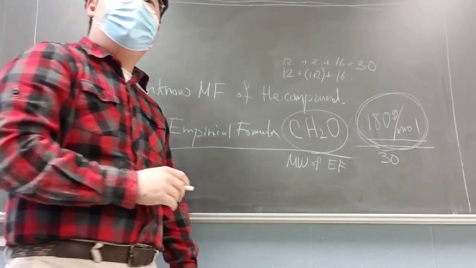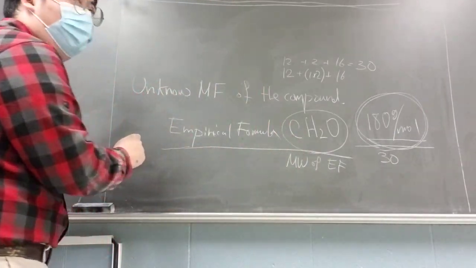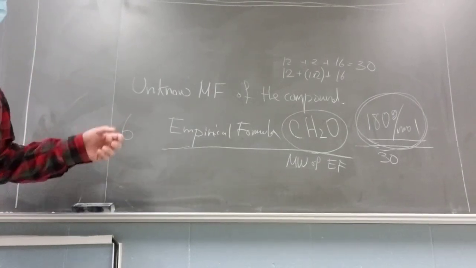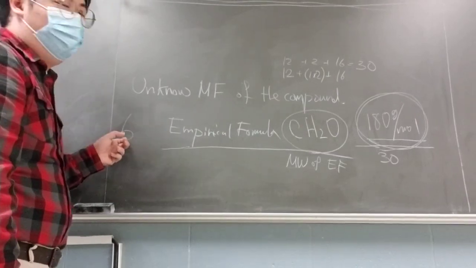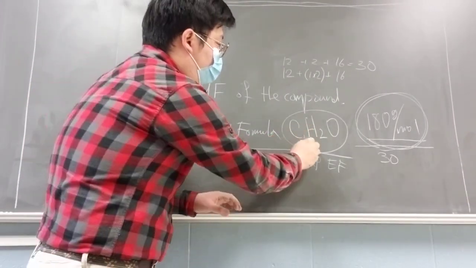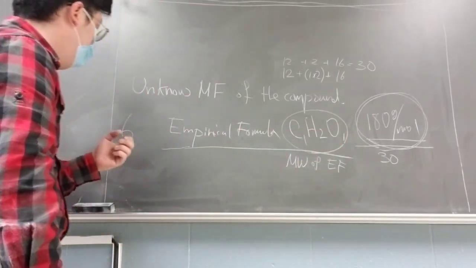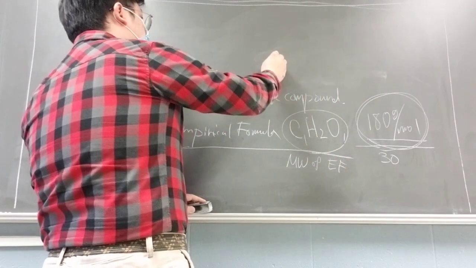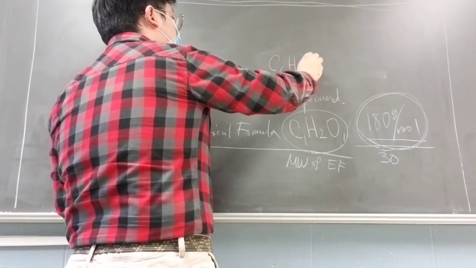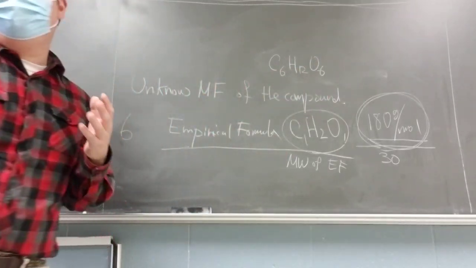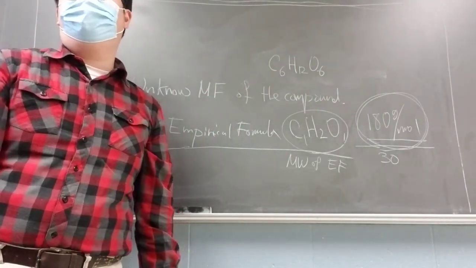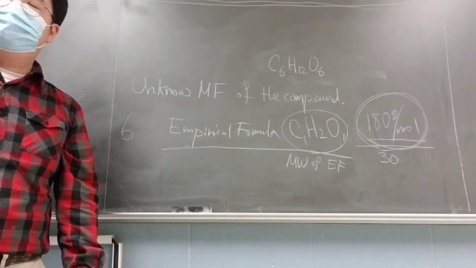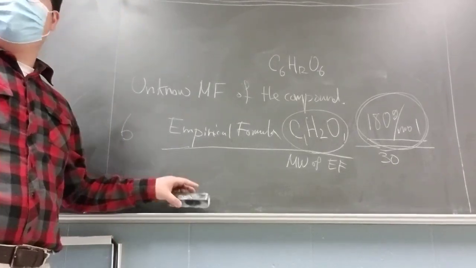You good, right? And that gives you what number? 6. Perfect. We're done here. So when you get the 6, just multiply that number in here, 1, 2, 1, right? So multiply those numbers by 6. Then it will become what? C6H12O6. So now you find its actual molecular formula. So we're actually doing it backward. Makes sense, right? Good, perfect, great.